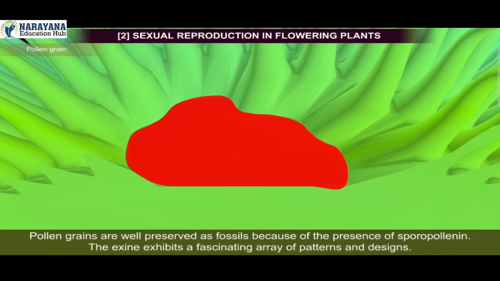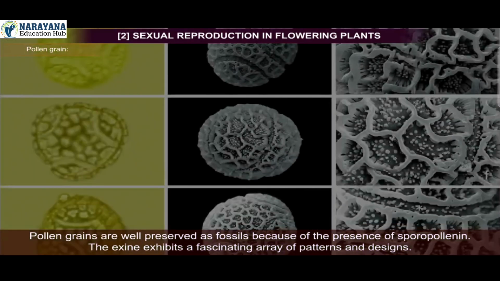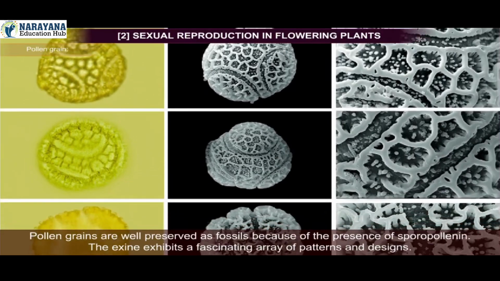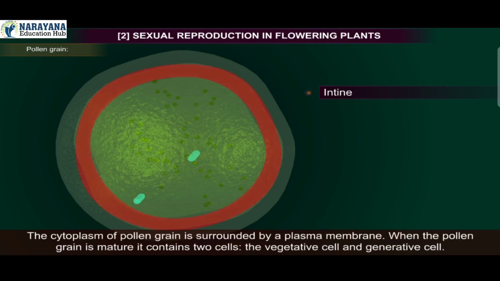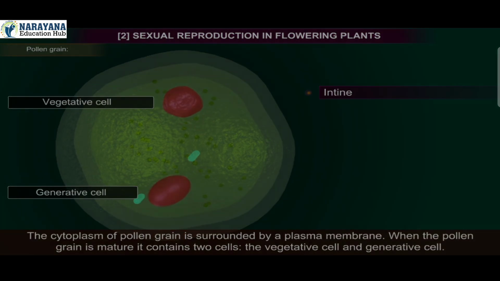Pollen grains are well preserved as fossils because of the presence of sporopollenin. The exine exhibits a fascinating array of patterns and designs. The inner wall of the pollen grain is called the intine. It is a thin and continuous layer made up of cellulose and pectin. The cytoplasm of pollen grain is surrounded by a plasma membrane. When the pollen grain is mature, it contains two cells, the vegetative cell and generative cell.